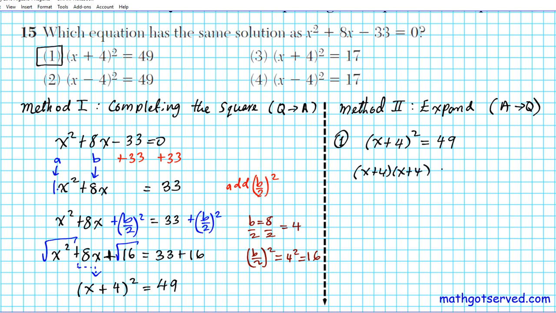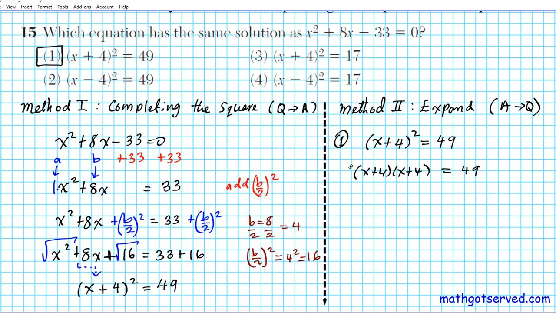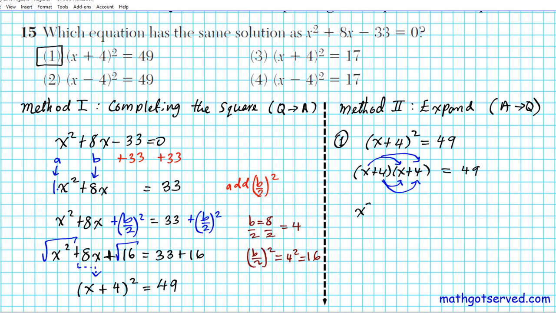and that equals 49. So you're multiplying two binomials, so you can just FOIL it out. First, outer, inner, and then last. Double distribution. Bam. Now when you multiply, you're going to have x times x is x squared. That's first. Outer, x times 4 is plus 4x. Inner, 4 times x is 4x. Last, 4 times 4 is 16, equals 49.